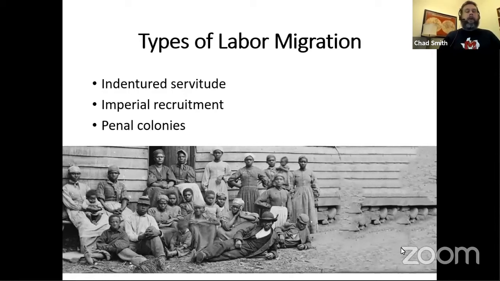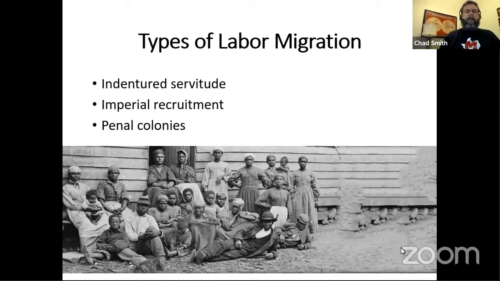Then they would work for nearly free and very little compensation in terms of food and shelter for the term of their contract, and then they were supposed to return home. Although they usually had to pay their own way to get home, which made that a bit of a dubious part of the contract.